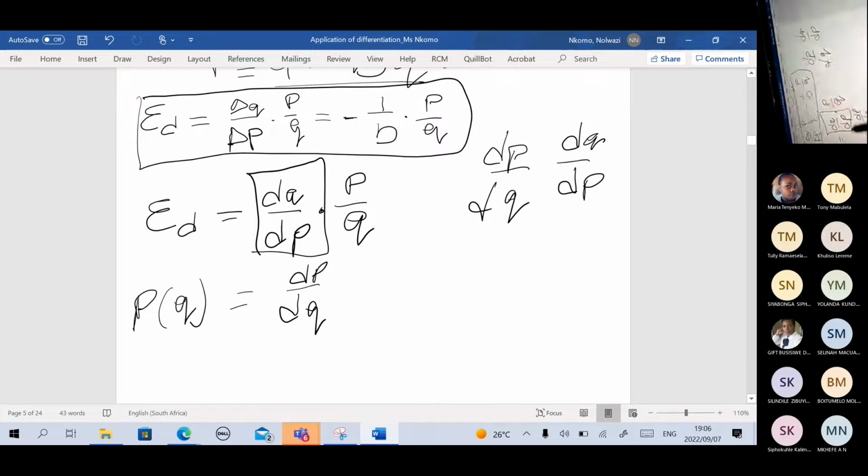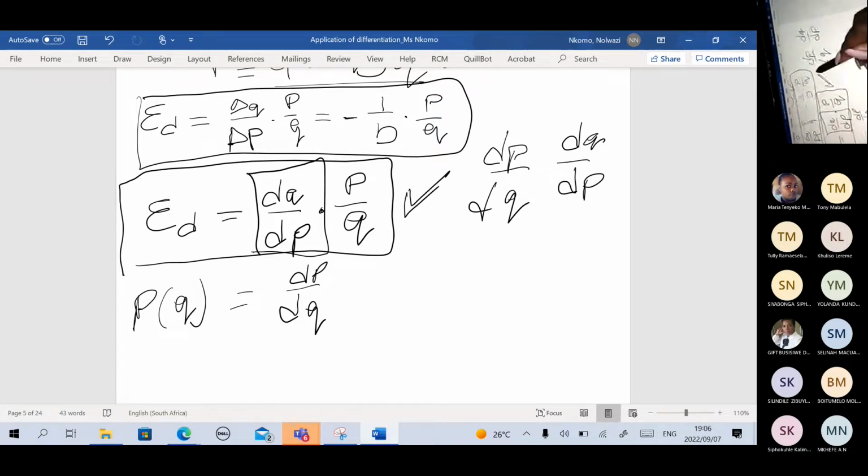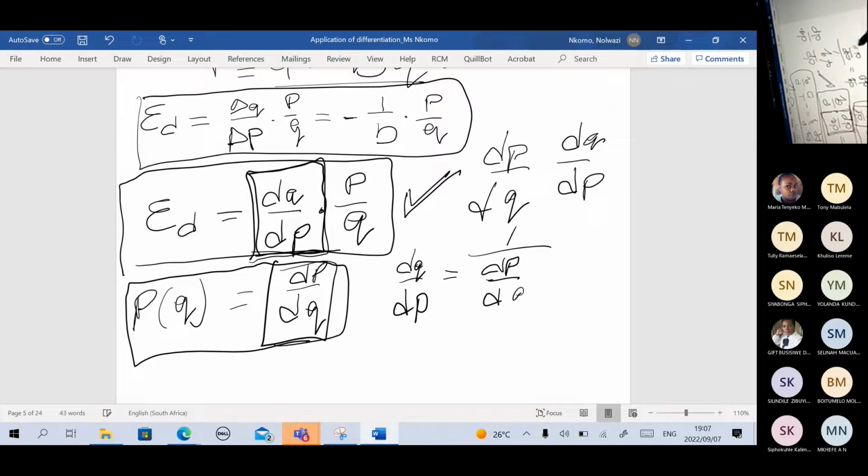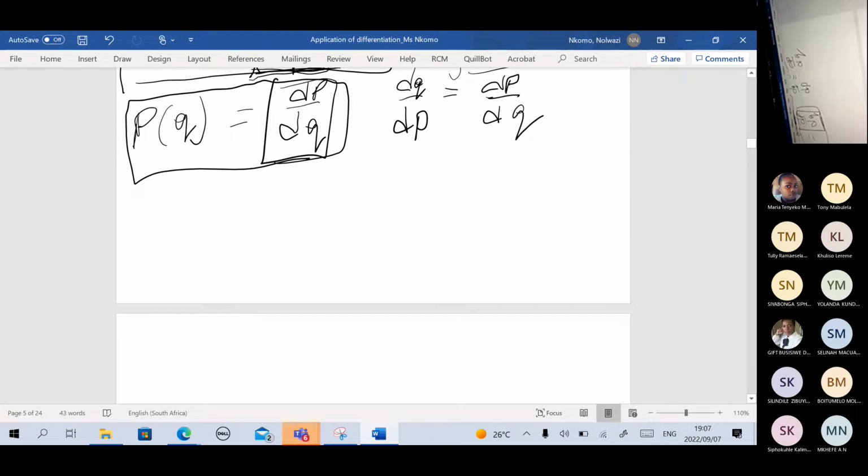But before you substitute into this formula, remember I said for nonlinear, this is the formula we'll use for elasticity. So before you substitute, you need to find the inverse of this. We want dQ over dP, but we have dP over dQ. So the inverse is dQ over dP equals 1 over dP over dQ. After finding this, you can just substitute it here and use this formula.